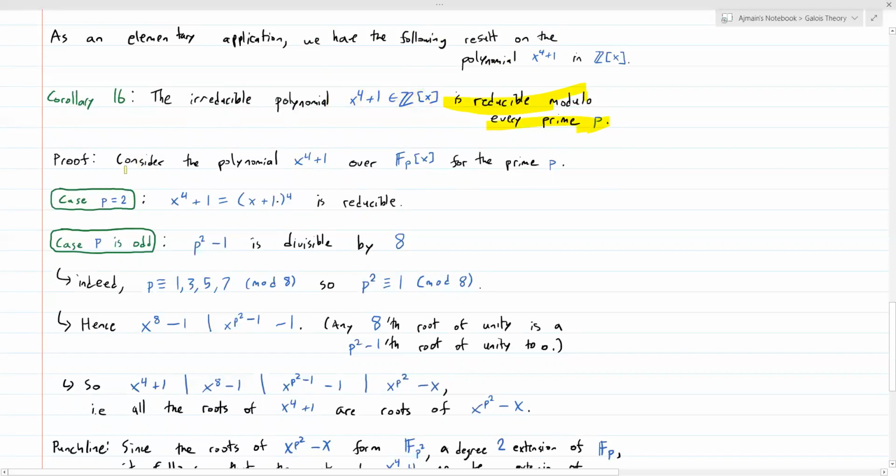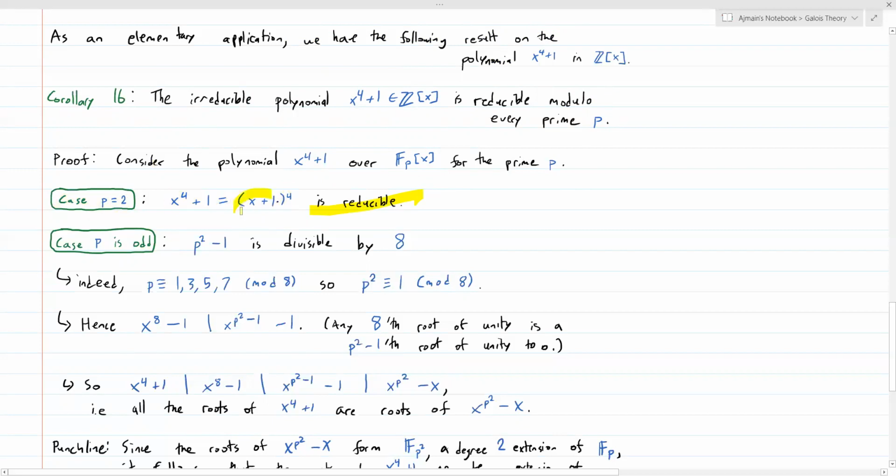Okay, so let's try to prove this. Let's consider the polynomial x^4 + 1 as an element of the polynomial ring with coefficients in F_p for the prime p. Saying it's reducible mod p is the same thing as saying it's reducible in this polynomial ring. Consider the case p = 2. In this case, x^4 + 1 is equal to (x + 1)^4 and is reducible.